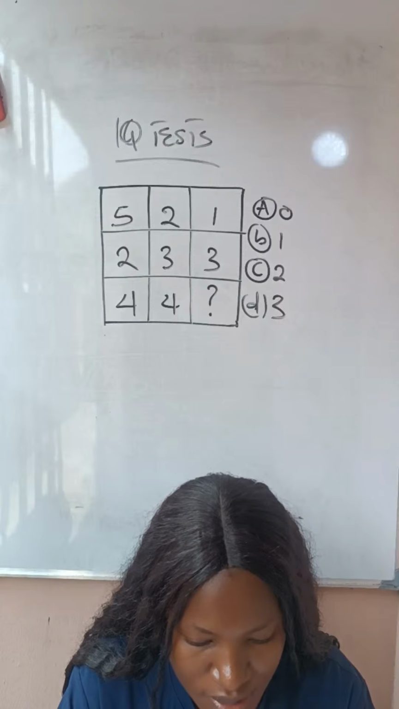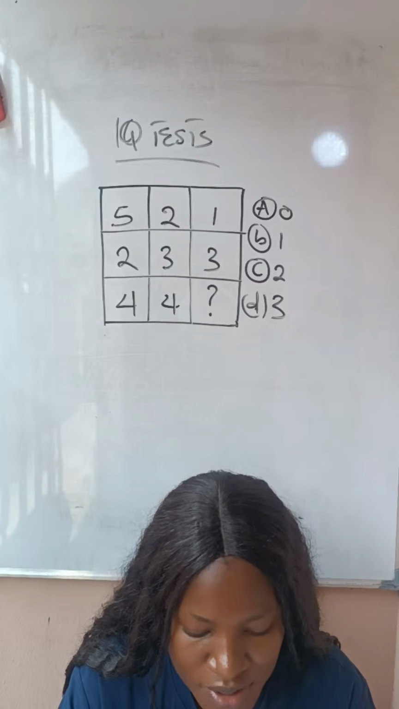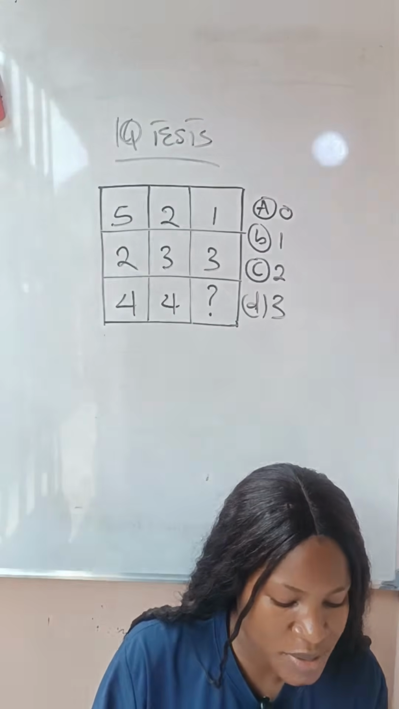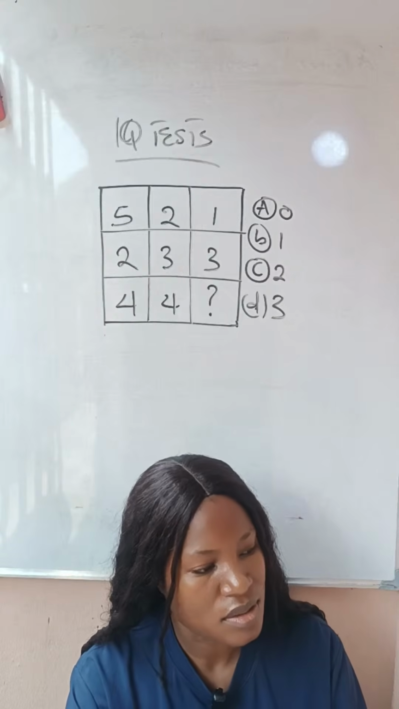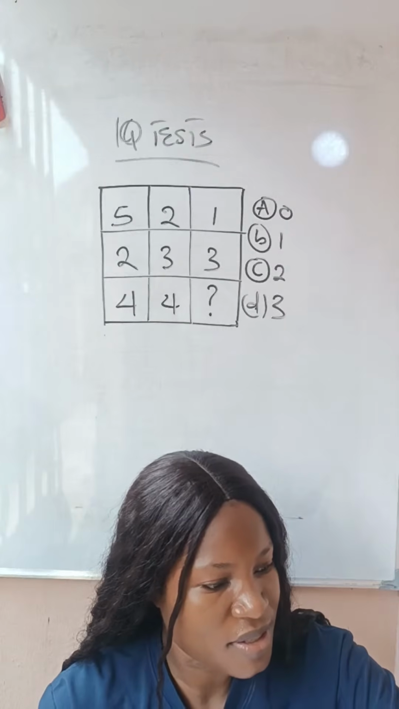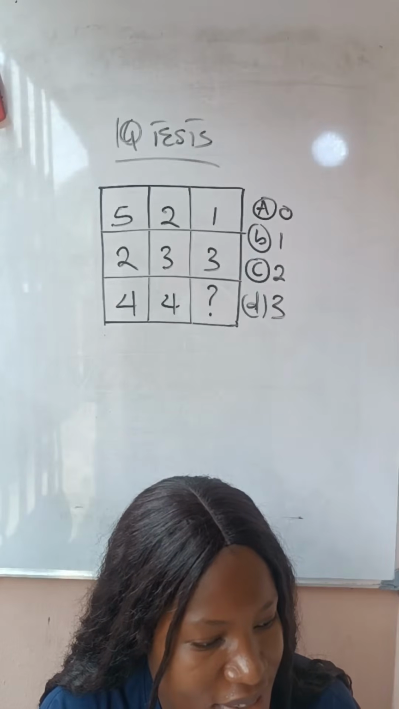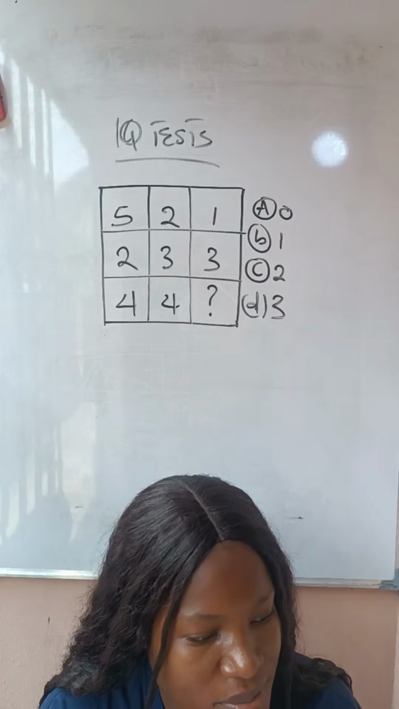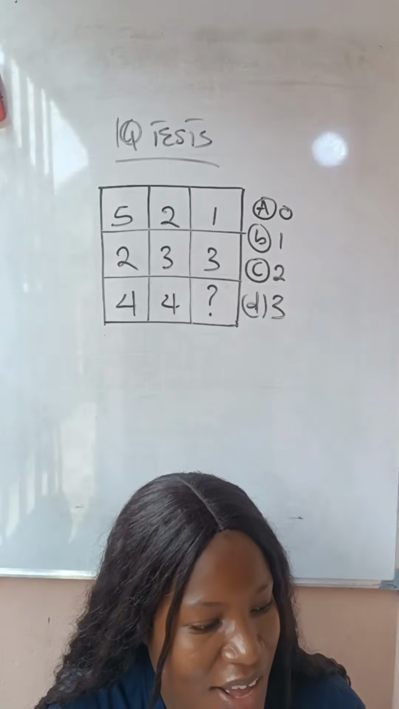This is an IQ test. So just find the missing number. You don't need to disturb yourself with determinants and adjoints. Even though it appears to be a 3x3 matrix, you don't need the knowledge of matrix to solve it. That is the truth. So let's go, friends. What is the missing number?